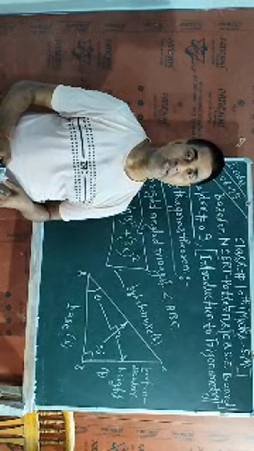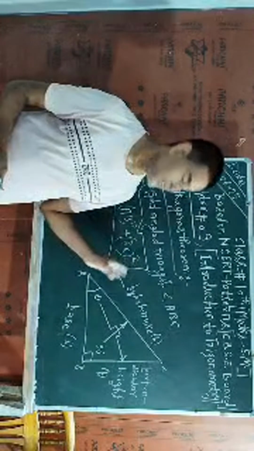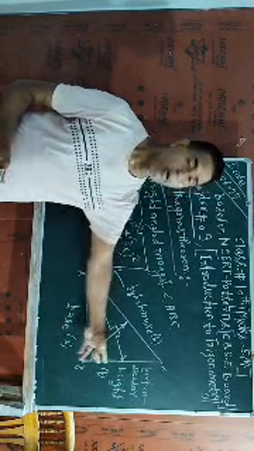Pythagoras theorem can be applied in a right angle triangle, and hypotenuse square is equal to base square plus perpendicular square.